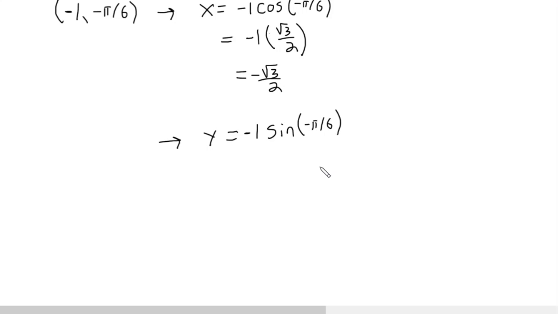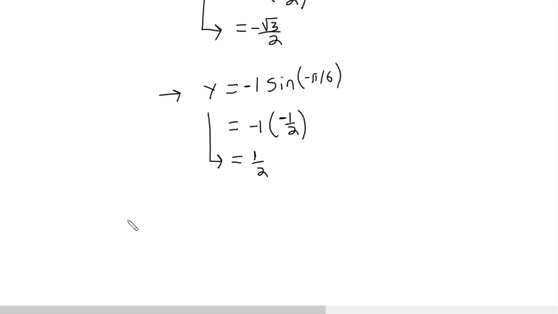So now I'm just going to scroll down a little bit. And then we get, well, sine of -pi/6. That's just going to give me -1/2. -1/2 times -1, that's just going to give me +1/2. So my y is 1/2 and my x is negative rad3/2. And that's it. So my answer here would be negative rad3/2, comma, 1/2.